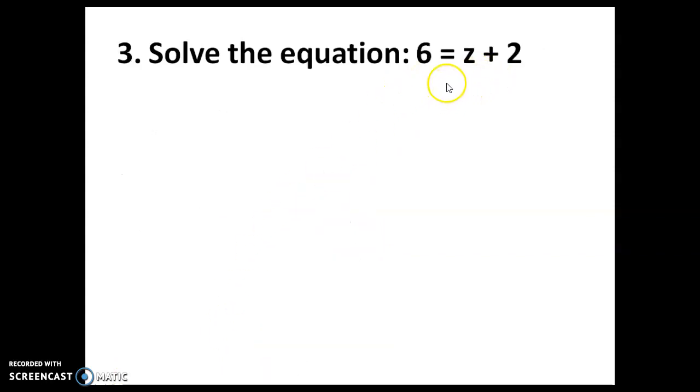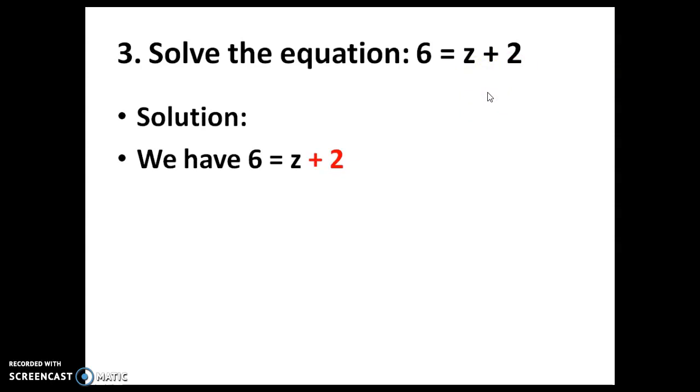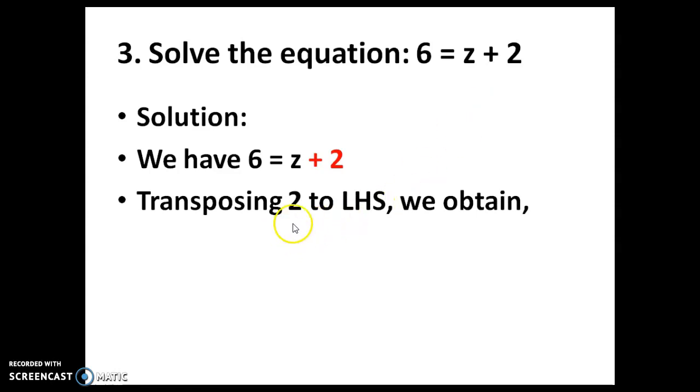The next equation is 6 equals z plus 2. The same method you can do, but one more method is there, that is called transposing. Transposing 2 to LHS, we obtain: this 2 is there in the RHS. We are going to transpose this from RHS to LHS. When it is going, this plus 2 will turn into minus 2. So we obtain 6 minus 2 equals z.